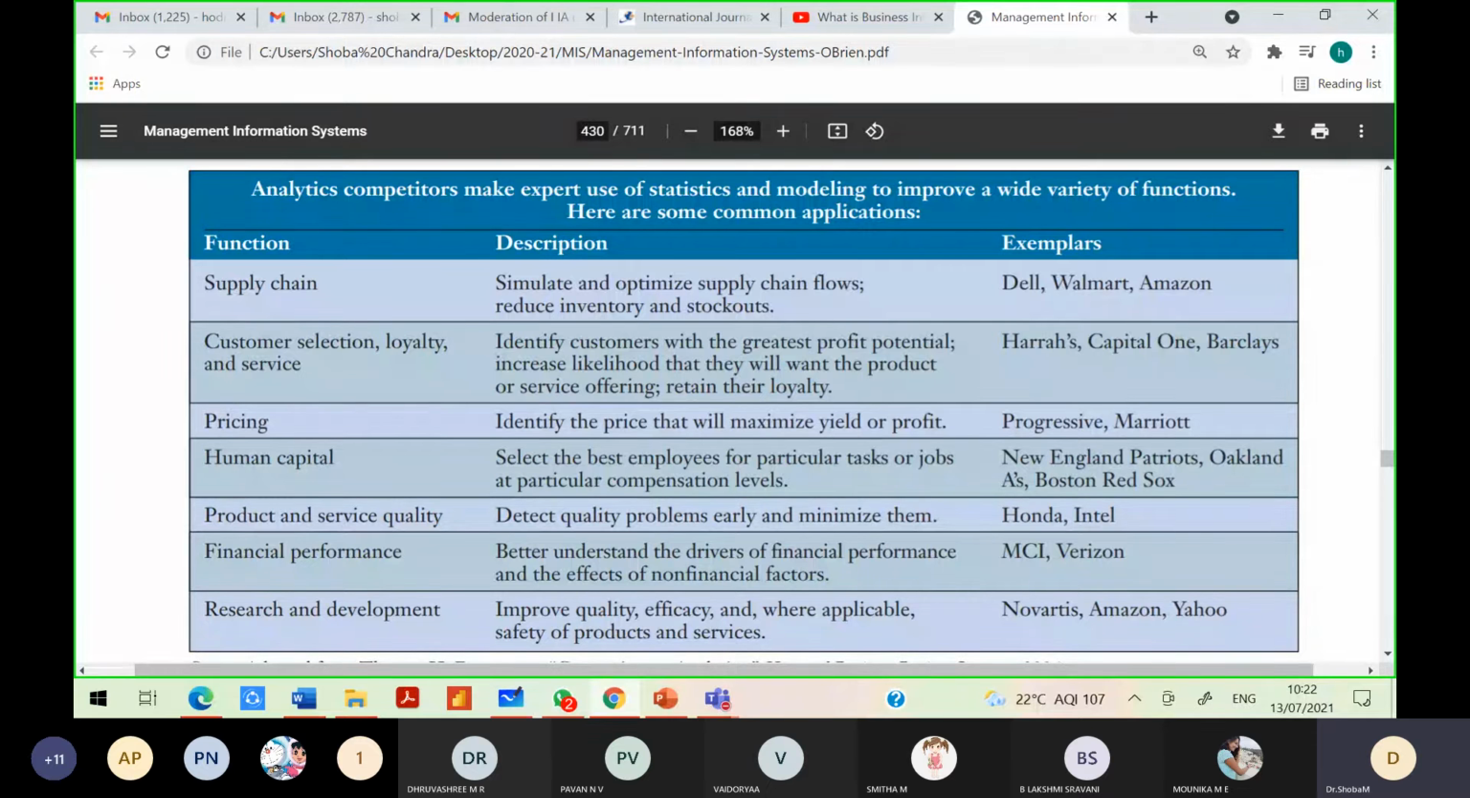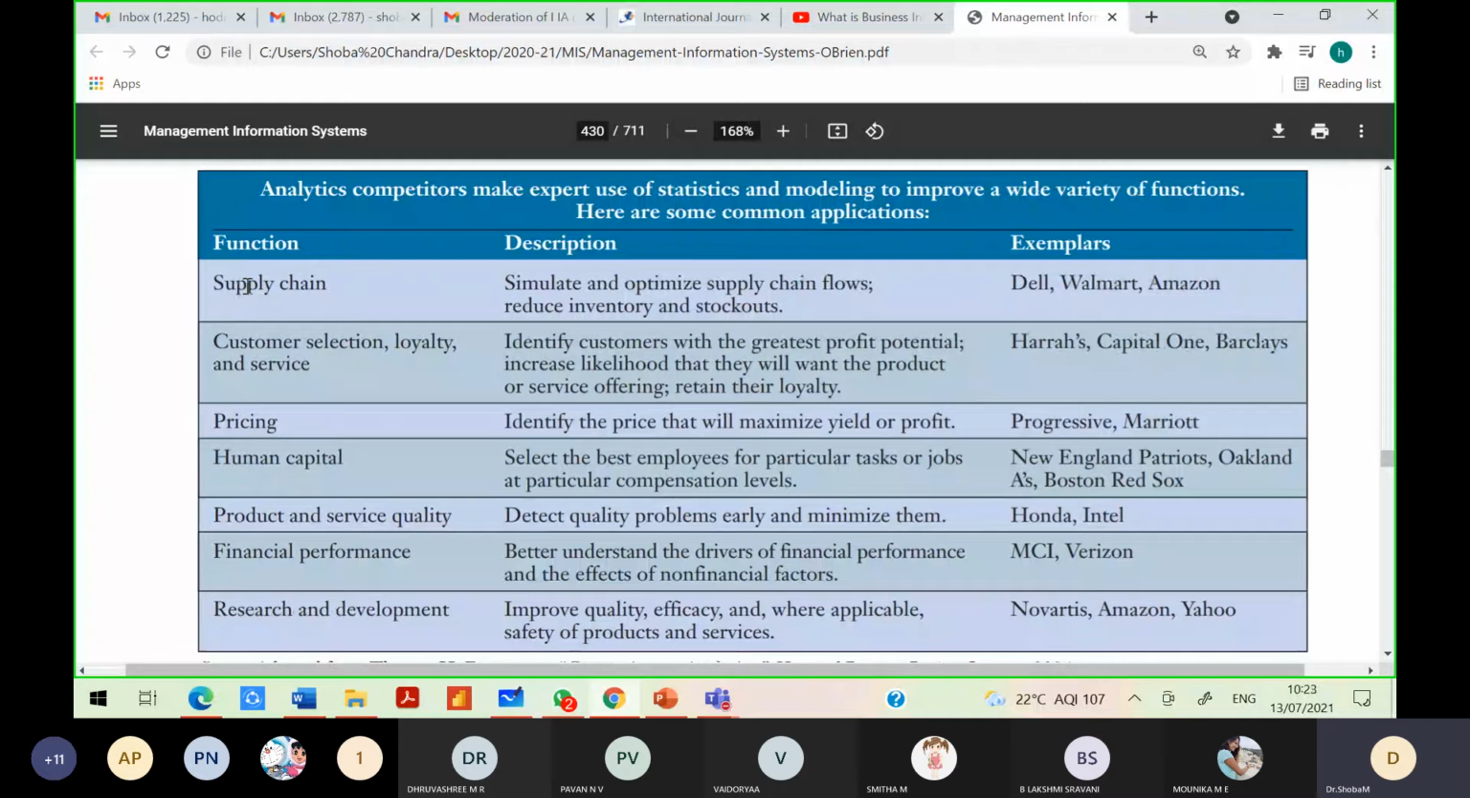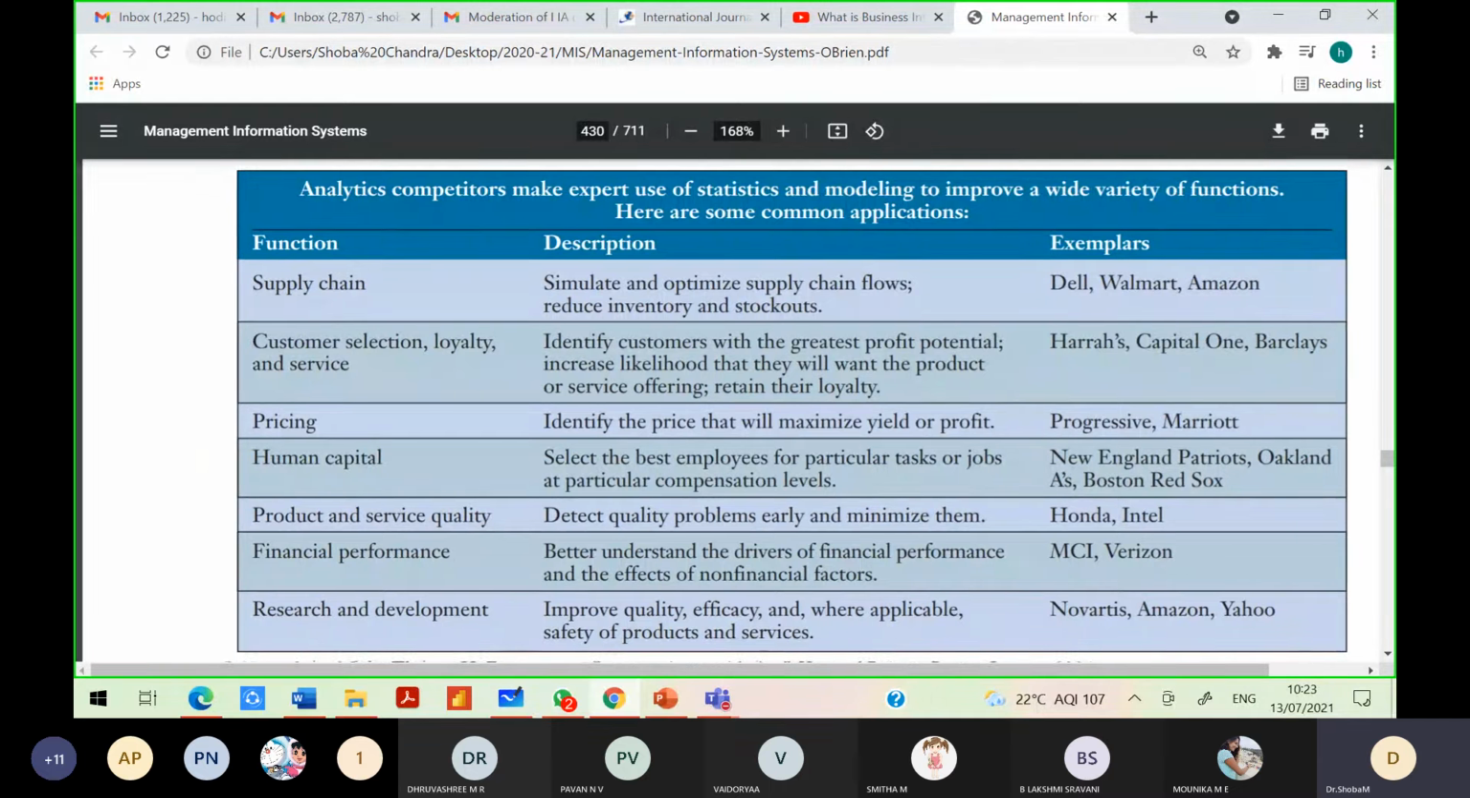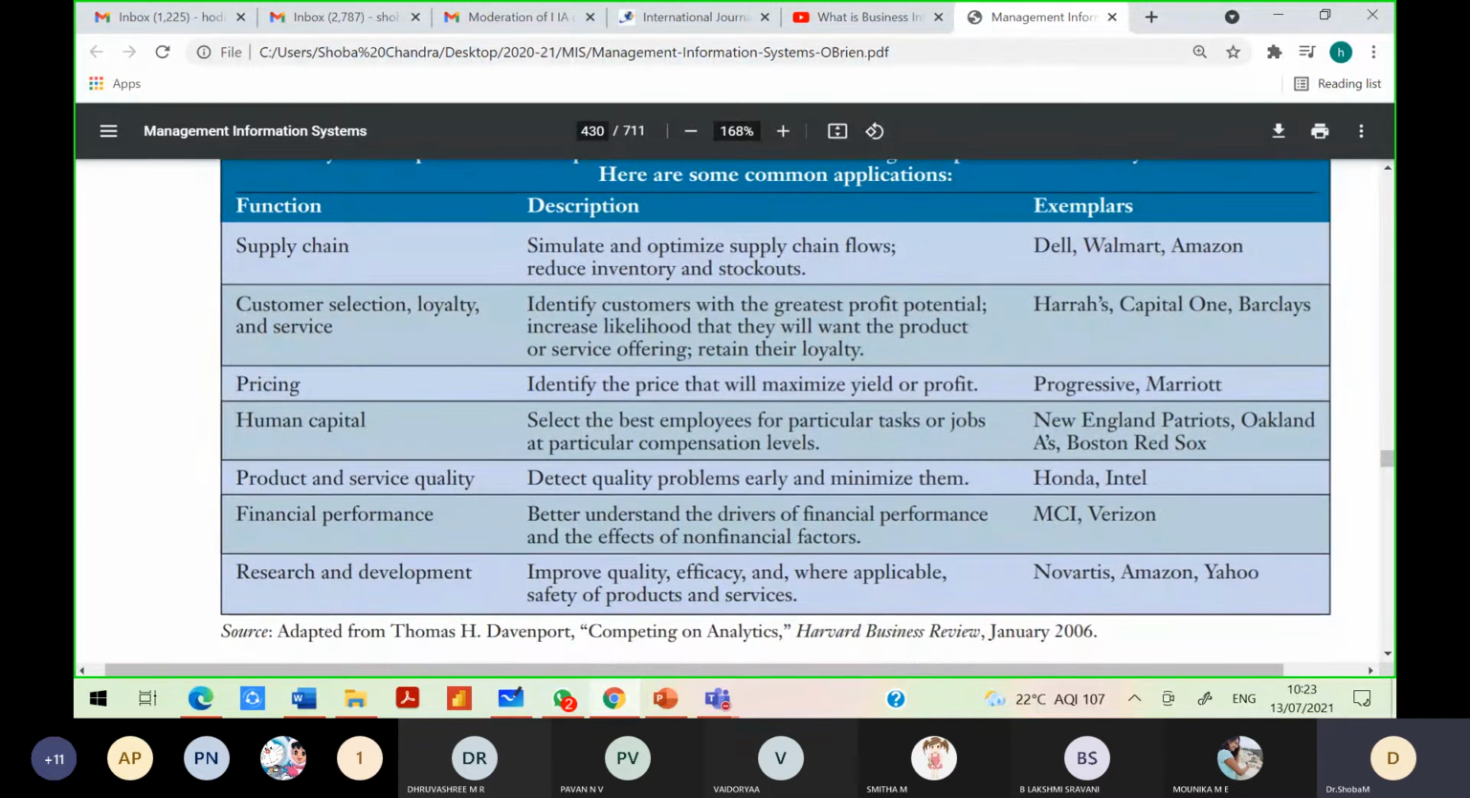Now, you can see here, this is supply chain. What is the description they have given? Simulate and optimize supply chain flows, reduce inventory and stock outs. Examples also they have given. They have taken some examples of Dell, Walmart and Amazon. This is all for analytics prediction or experts.